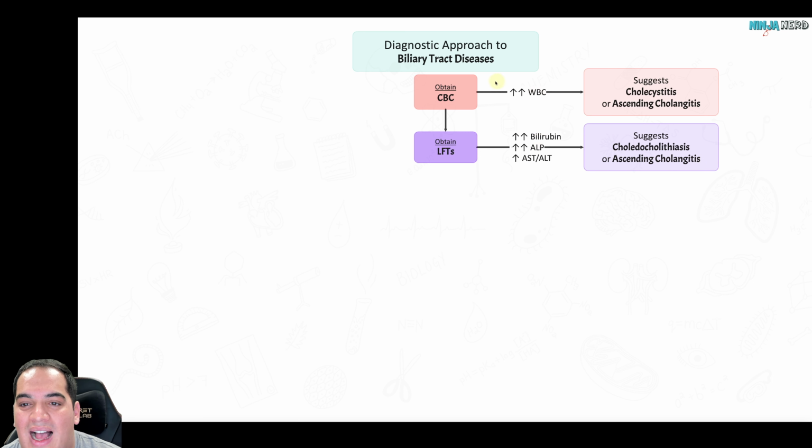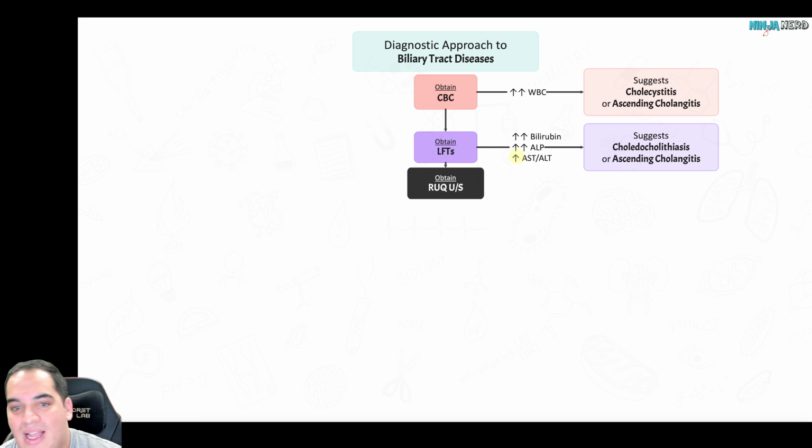But if I don't have a high white blood cell count or a really high fever, but I do have an increased alk phos and an increased bilirubin with right upper quadrant pain, it's probably choledocholithiasis. If I have a high white blood cell count and really no increase in bilirubin or alkaline phosphatase, then I should suggest that it's cholecystitis, especially if I have a fever and right upper quadrant abdominal pain.